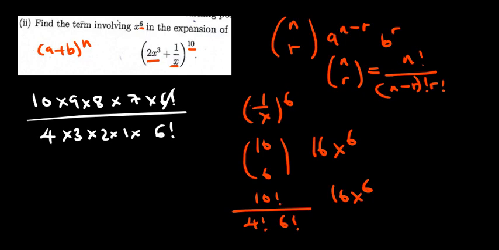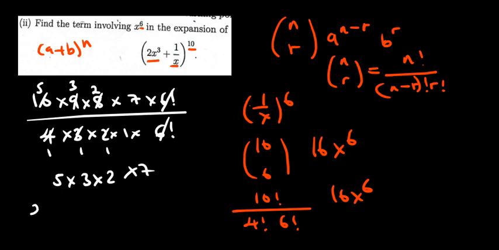So the 6 factorial cancels, and I can divide 4 into 4, 1, and 4 into 8, that is 2. Then 3 into 3, 1, and 3 into 9, that's 3. Then 2 into 2, 1, and 2 into 10, that's 5. Then I just remain with 5 multiplied by 3 multiplied by 2 multiplied by 7. Then this gives me 210. So 210, then I have this other part which is 16x to the power 6.